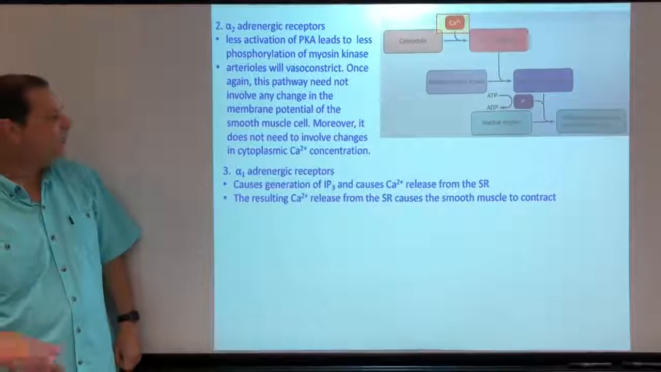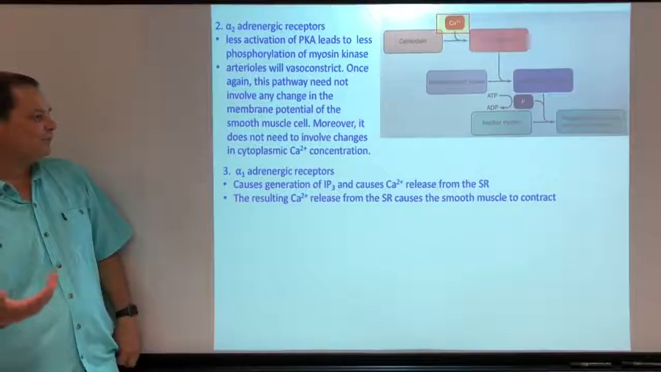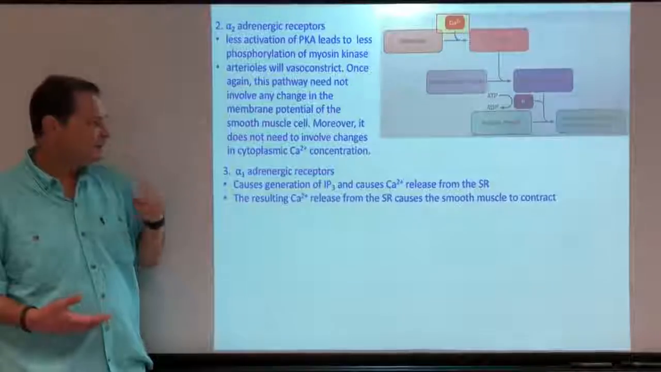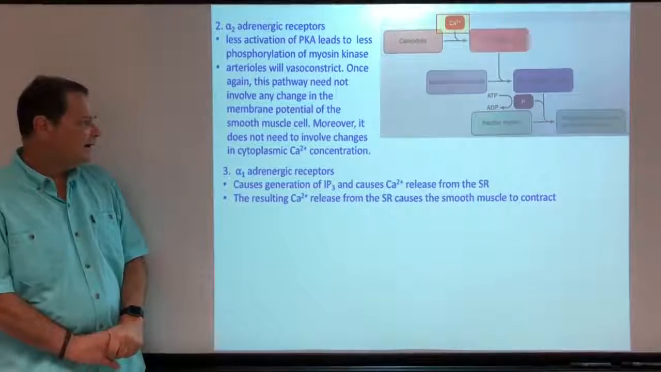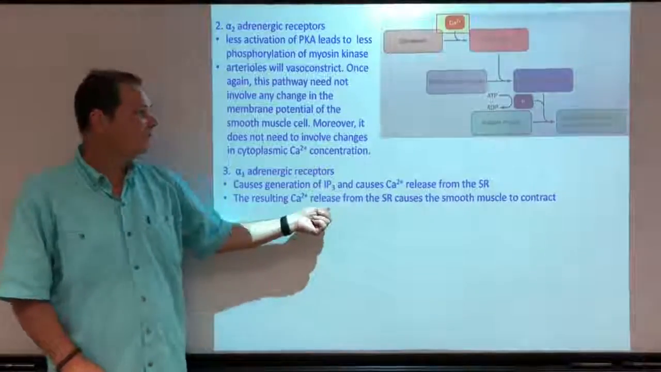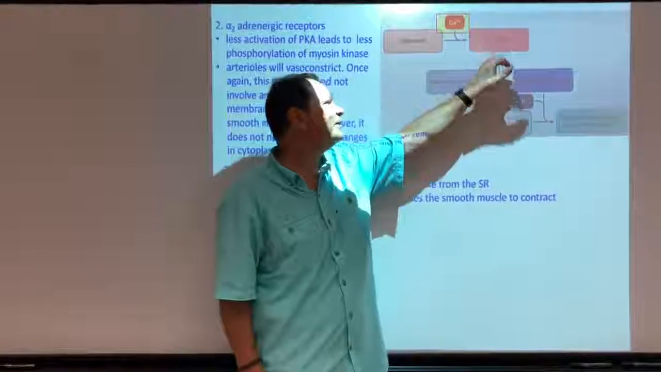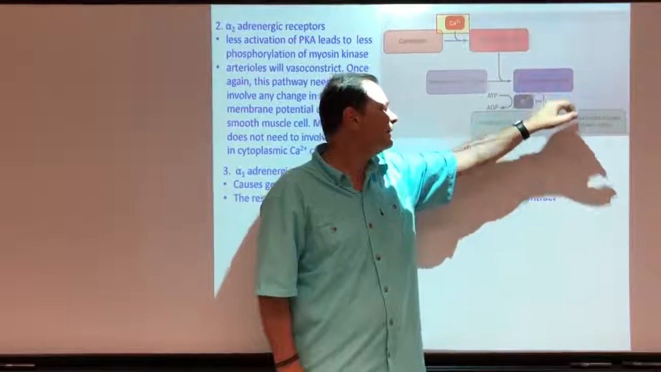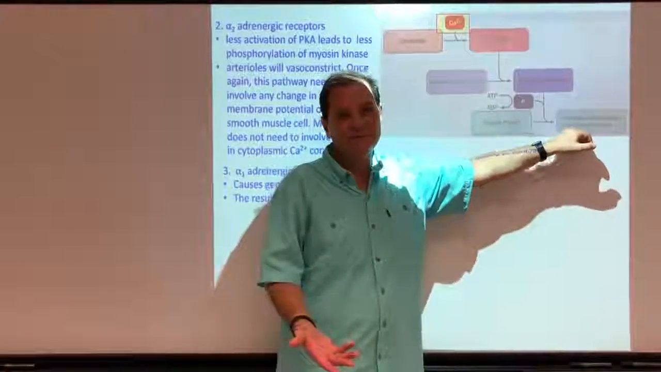All right. Alpha-1 adrenergic receptors generate IP3. IP3 causes calcium release from the SR. We'll go over this in greater detail when we do the autonomic nervous system lesson, but calcium release from the SR means more calcium in the smooth muscle. More calcium in the smooth muscle means more calcium binding to calmodulin. More calcium calmodulin means more active myosin light chain kinase. More active myosin light chain kinase means more phosphorylation of myosin and more contraction. Okay?